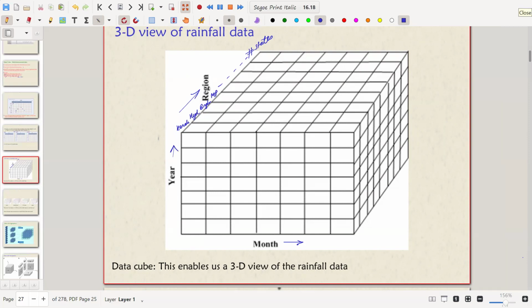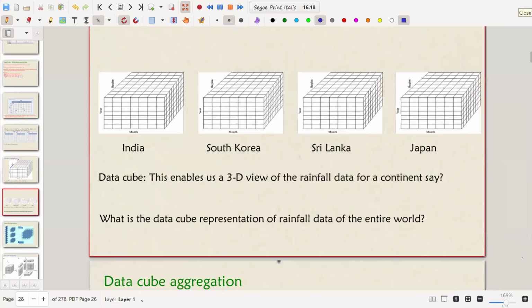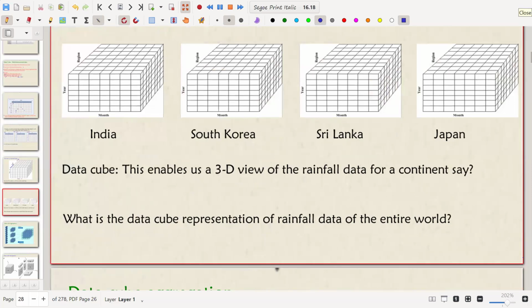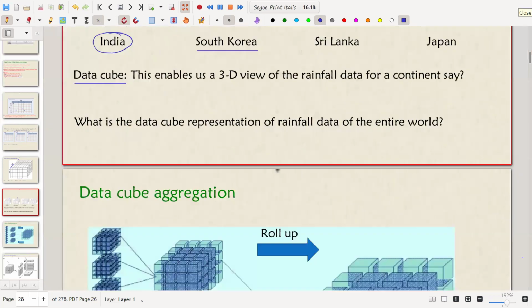Now you see that when you do this with different countries, the same 3D data, for India you have this 3D view. For South Korea also you will have a 3D view. For Sri Lanka and Japan also, you will have such 3D views of data, right? Now, what is a data cube? This enables us a 3D view of the rainfall data for a continent, say, so for the entire world.